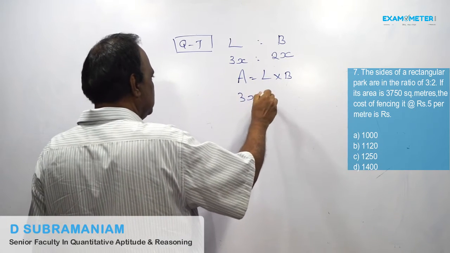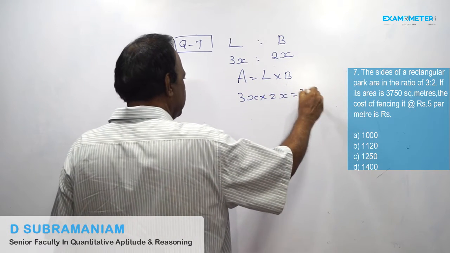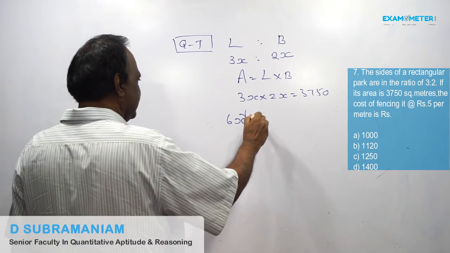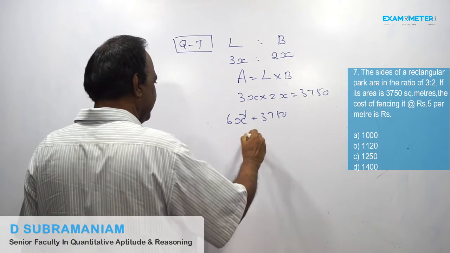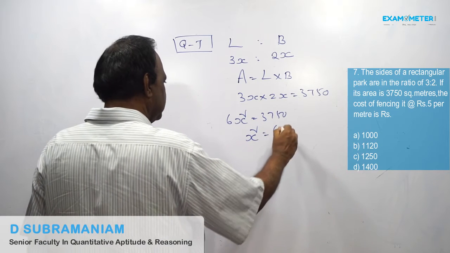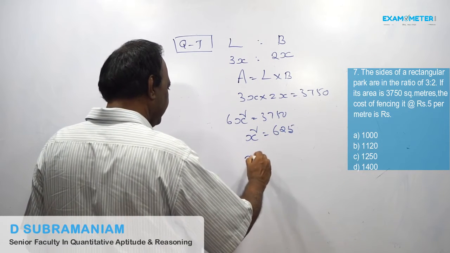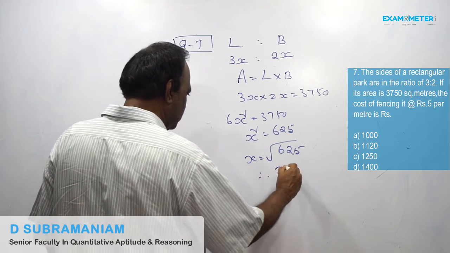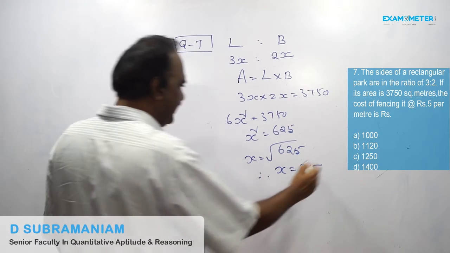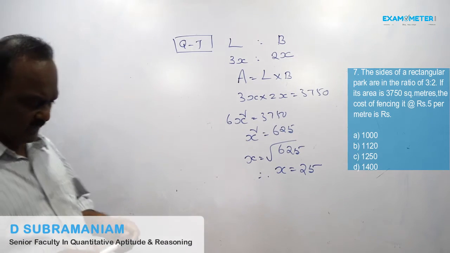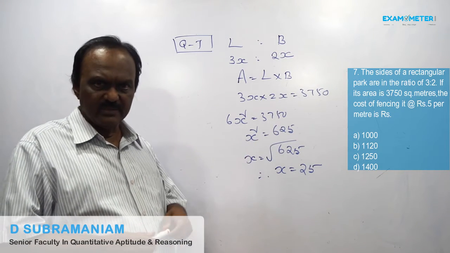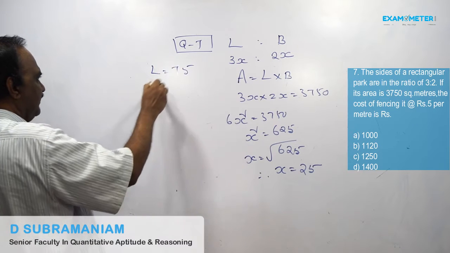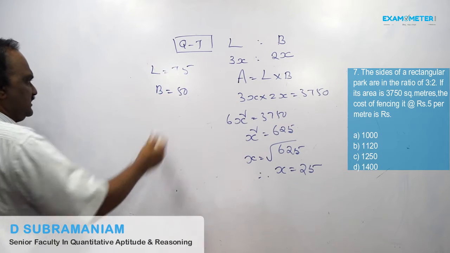So 3x into 2x is equal to 3,750. 6x square is equal to 3,750. X square is equal to 625. X is equal to root of 625. So x value comes to 25. Now substitute here. So length will be 3x, that is 75. Breadth will be 2x, that is 50.